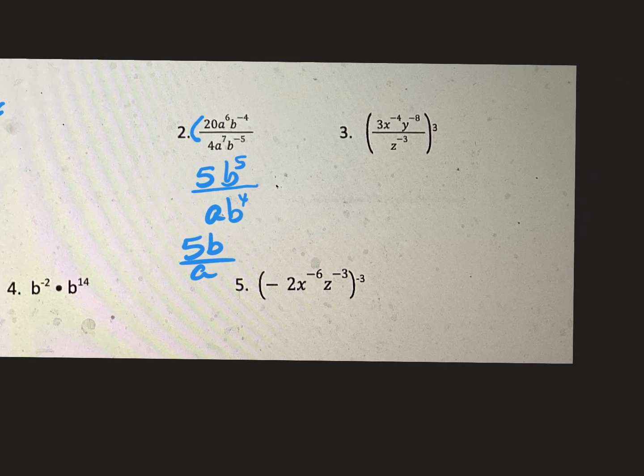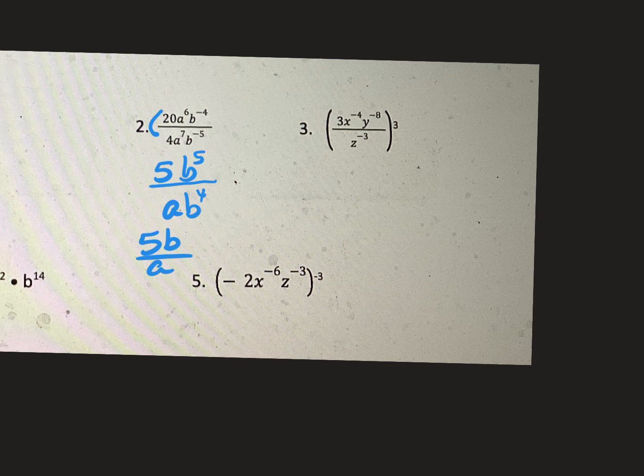Let's keep it rolling. Number 3. There's an exponent of 3 outside the parentheses, which means it goes for everything inside. So I'm going to do 3 cubed, which is 27. I hope you understood that. I did the 3 to the 3rd power. I'm multiplying the other ones. Remember, exponent inside and outside, you multiply the exponents. That's y to the negative 12, x to the negative 12, y to the negative 24, z to the negative 9.